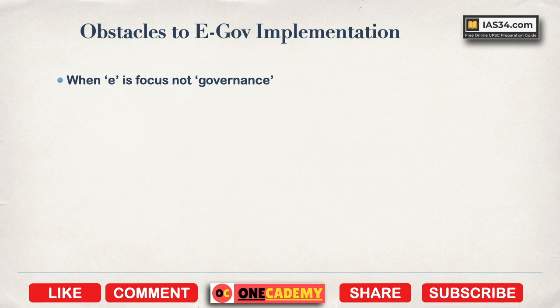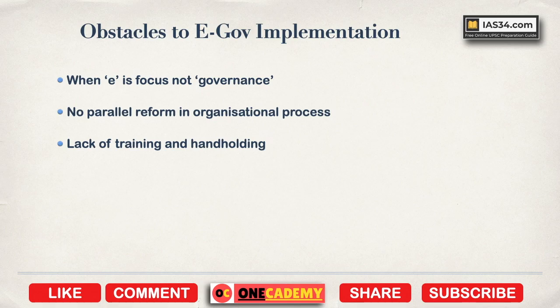There are often no parallel reforms in the organizational process. If the organization where you are going to implement the project, if you do not reform the organization itself, it is not going to accept that project or implement it well. So that often fails. And then there is lack of training and hand holding. In some cases it has improved nowadays, but if there is lack of training, then you see that people are working in a traditional way. They do not have the skills to adopt the new e-governance projects, and that becomes a major obstacle.